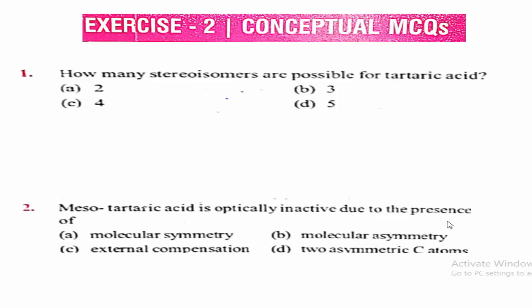Students, the first question is present in your CET material in the topic of Exercise 2, conceptual multiple choice questions. In that first question, how many stereoisomers are possible for tartaric acid? Observe carefully, students. How many stereoisomers are possible for tartaric acid?